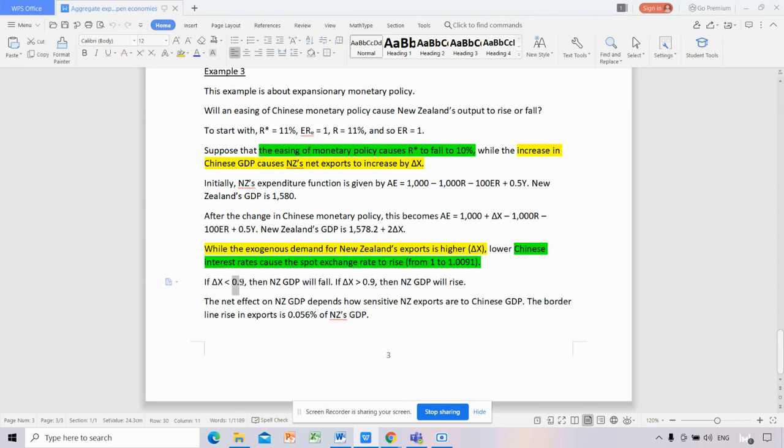If you divide 0.9 by the original New Zealand GDP, just divide 0.9 by 1580 times 100, you will find that 0.9 is 0.056% of New Zealand GDP of 1580.